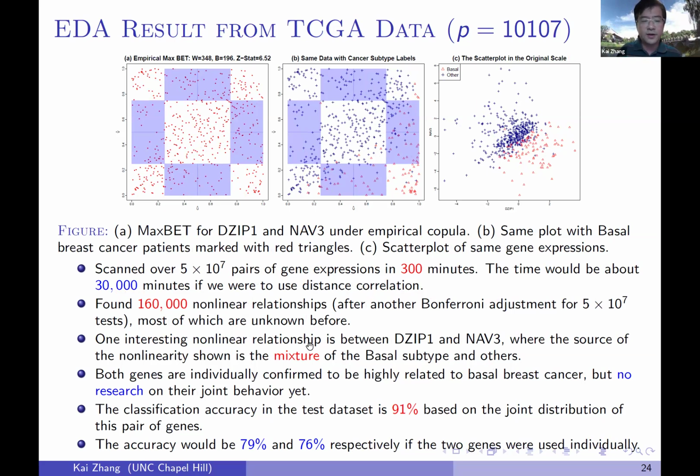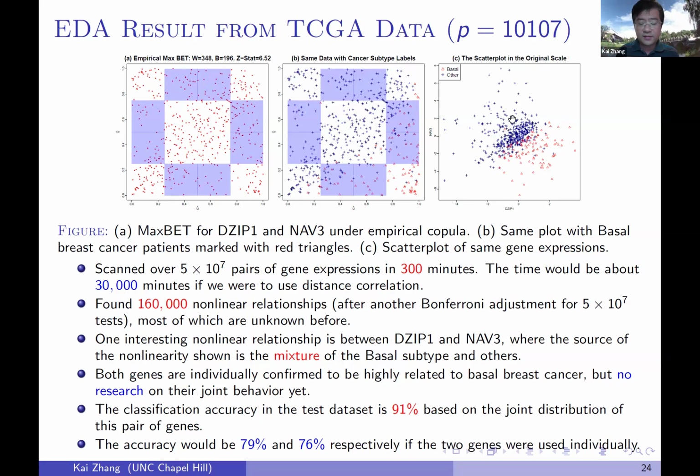These three plots are showing one pair of genes here, these two genes. There are more points in the white region, so it's a nonlinear relationship. So the question is, what's driving this nonlinear relationship? The idea is there's a basal subtype of breast cancer marked with red triangles here and here. For patients with this subtype of cancer, the gene expressions of these two genes are quite different from the rest of the population.